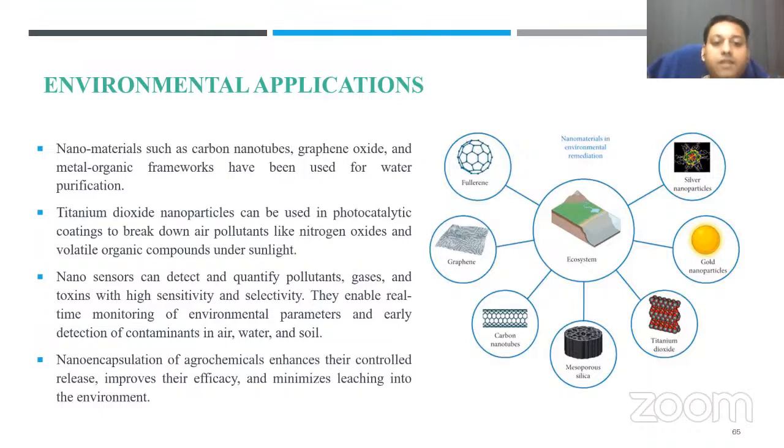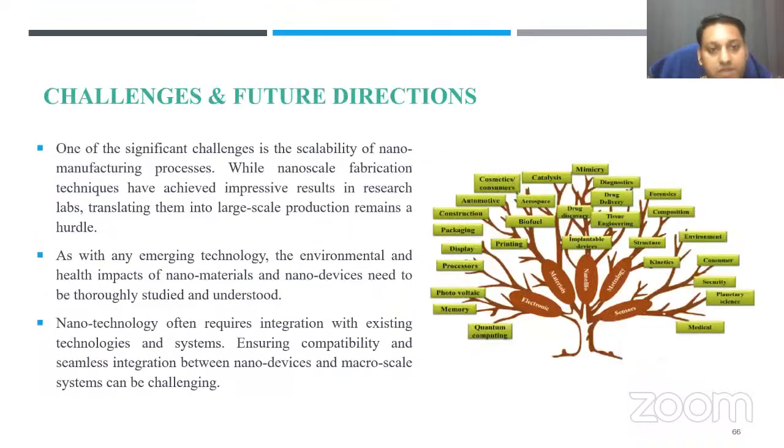Nanosensors can detect and quantify pollutants, gases and toxins with high sensitivity and selectivity. Materials like titanium oxide, zinc oxide, tin oxide have been used for decades for gas sensing applications, different chemical identification, odor identification, etc. They enable real-time monitoring of environmental parameters and early detection of contaminants in air, water, and soil. Nano encapsulation of agrochemicals enhances their controlled release, improves their efficacy, and minimizes leaching into the environment. So, widespread use of nanotechnology in environmental applications.